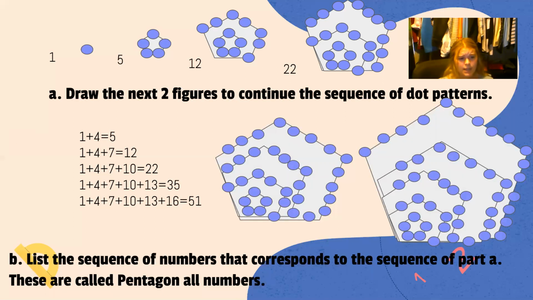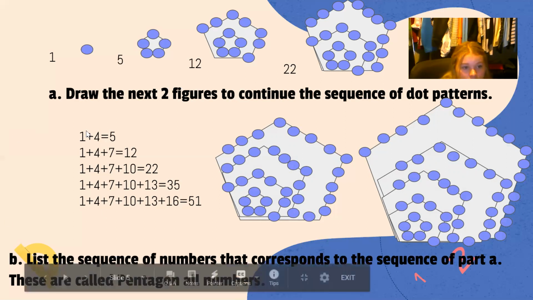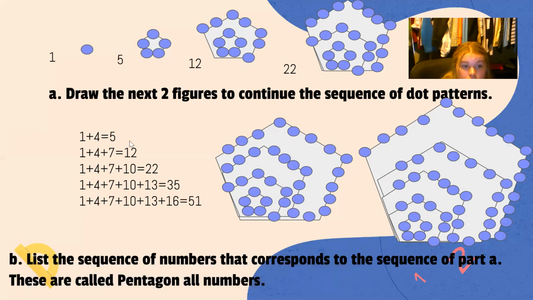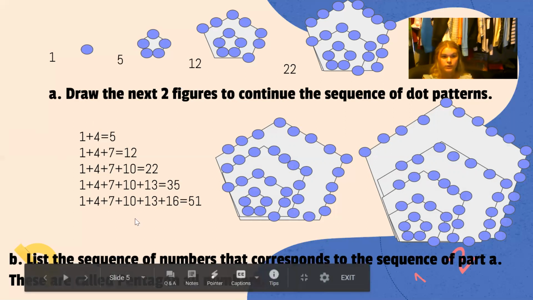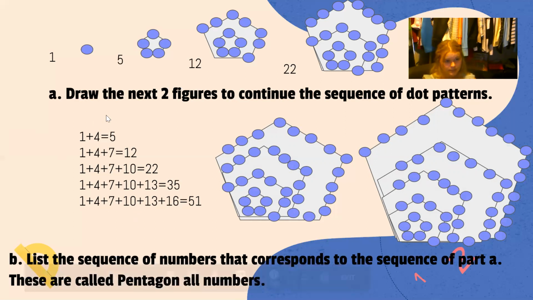In question B, it asks to list the sequence of numbers that correspond to the sequence of part A, which we've already done. Here on the left, we've taken our first number and we've added 3 each time to get our new number to add to the previous one. So 1 plus 3 is equal to 4, 1 plus 4 is equal to 5, and so on for the rest of our number figures.